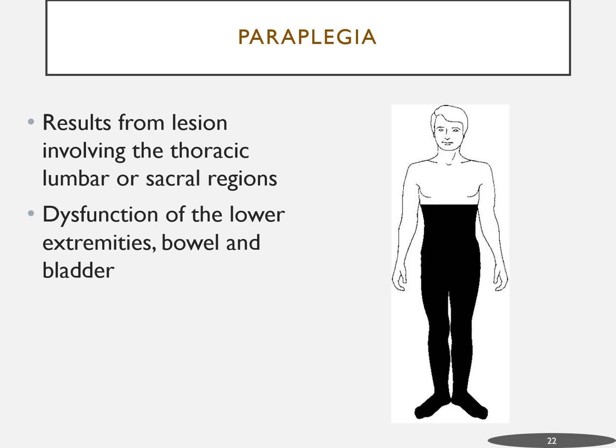Our patients that have paraplegia, that's going to result from an injury or a lesion that involves the thoracic, lumbar or the sacral spinal cord. And these injuries will have some type of dysfunction of the patient's lower extremities as well as bowel and bladder dysfunction.